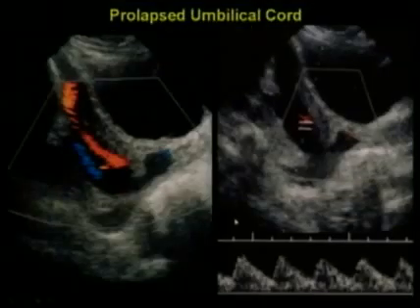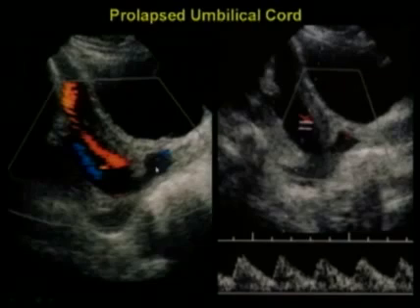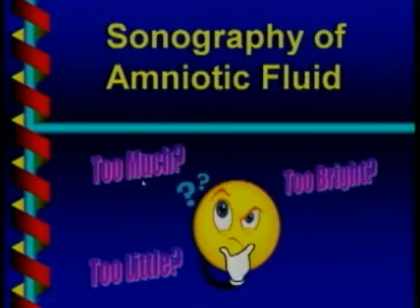And here's a case of prolapsed cord. You can see that there's fluid extending through an open cervix here and into the vagina, and the cord is coming through this area, so it's prolapse of the umbilical cord.